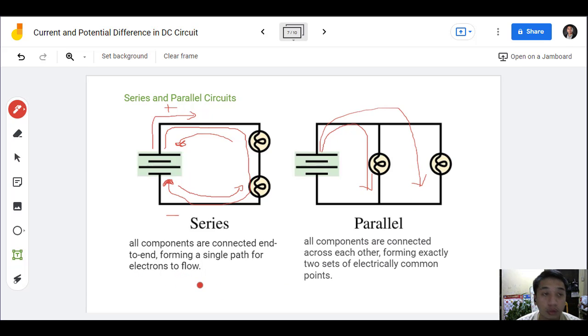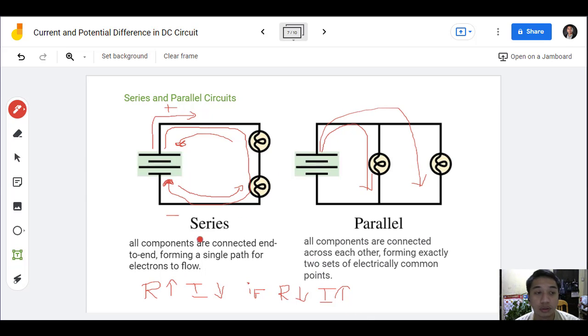So to sum this up, if the resistor increases, the current flow decreases. And if the resistor decreases, the amount of current flow increases.